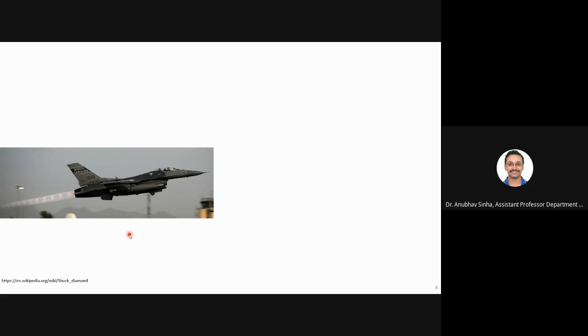So let us take some examples. Has anyone been to any aero show or seen any plane from close like this? Or you have seen any pictures? Can you see in the tail region? You see some structures are visible. These are called shock diamonds. Has anyone seen this or any photo like this?